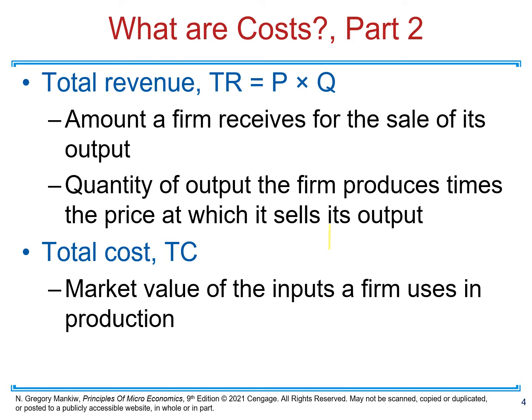Total revenue is the amount the firm receives for the sales of its output: the quantity of output the firm produces times the price at which it sells its output. How about total cost? It is the market value of the inputs a firm uses to produce those goods. That's just a simple definition here.